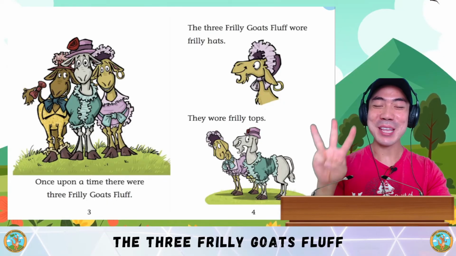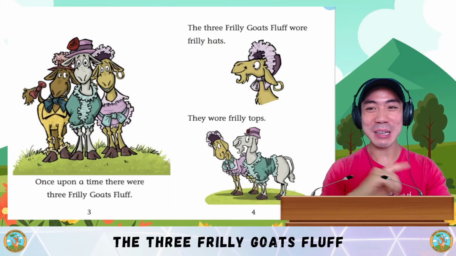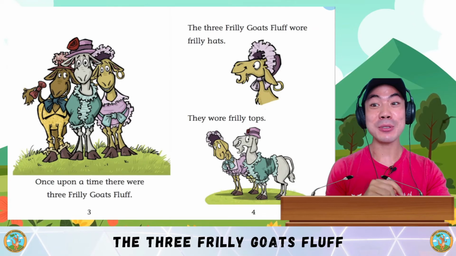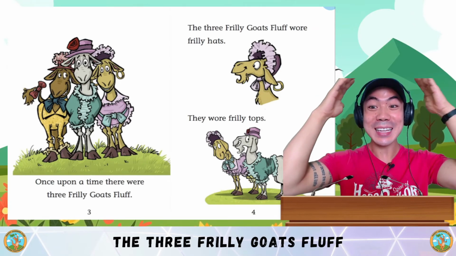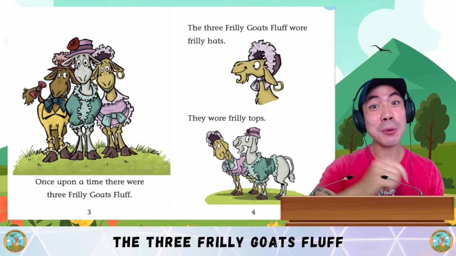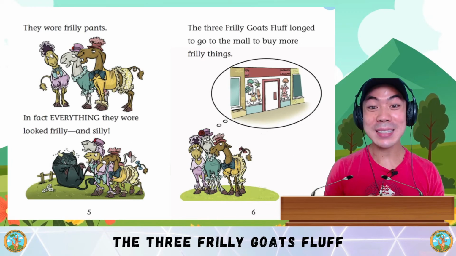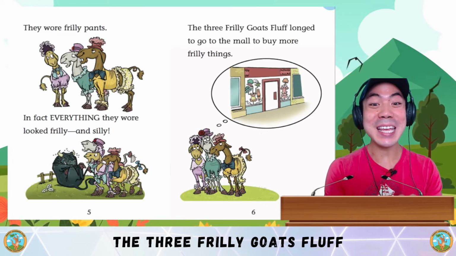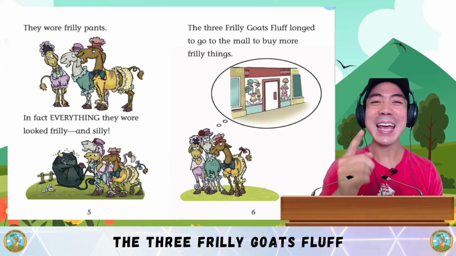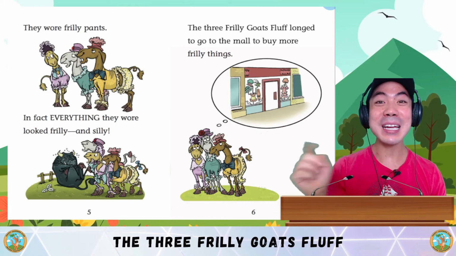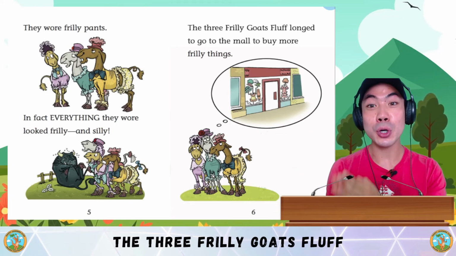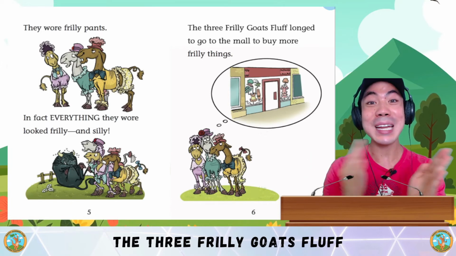Once upon a time, there were 3 frilly goats Fluff. The 3 frilly goats Fluff wore frilly hats. They wore frilly tops, they wore frilly pants. In fact, everything they wore looked frilly and silly. The 3 frilly goats Fluff longed to go to the mall to buy more frilly things.